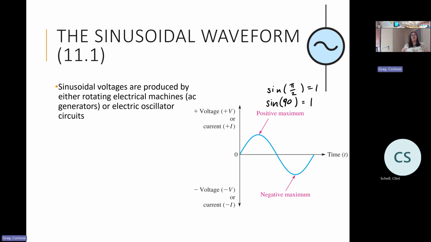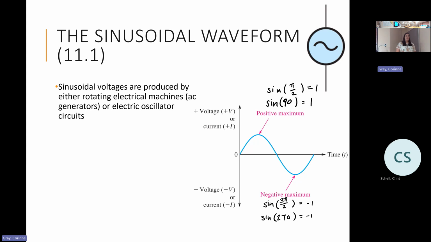What is the negative maximum value we can get out of sine? It is -1. And what's that angle in degrees? It is 3 pi over 2 in radians. It is 270 degrees. So 90 plus 180, getting us to 270. So these are going to be our positive and negative maximums.